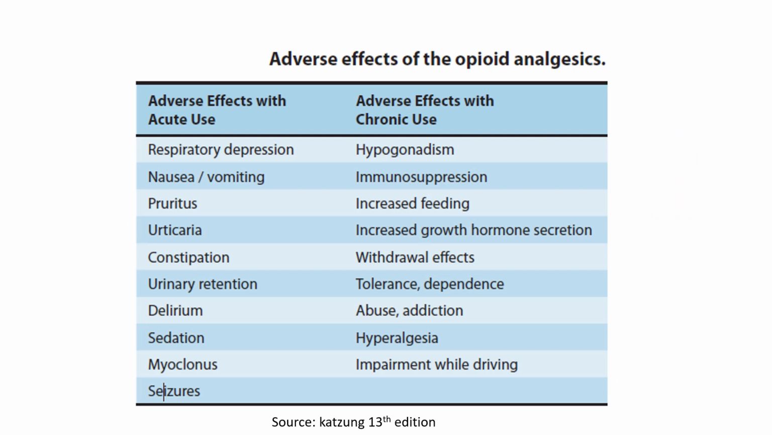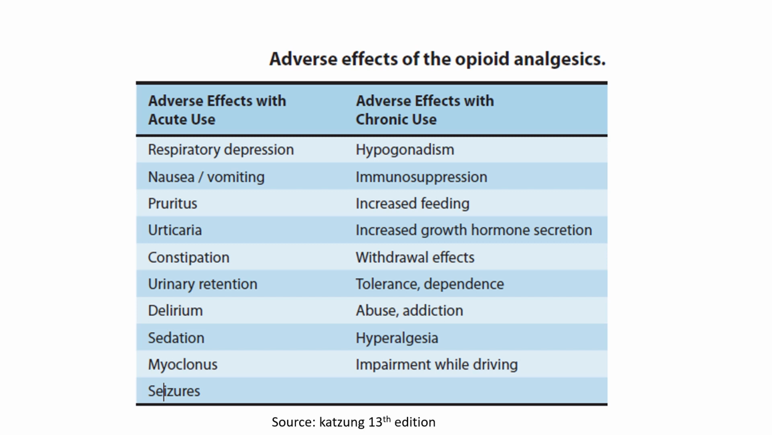Adverse effects of opioid analgesics are actually the extension of the pharmacological effects. Adverse effects seen with acute use of opioids are respiratory depression, which is the most important and serious adverse effect, and nausea, vomiting, pruritus, urticaria, constipation, urinary retention, delirium, sedation, and seizures. Adverse effects with chronic use are hypogonadism, immunosuppression, increased feeding, increased growth hormone secretion, and withdrawal effects.